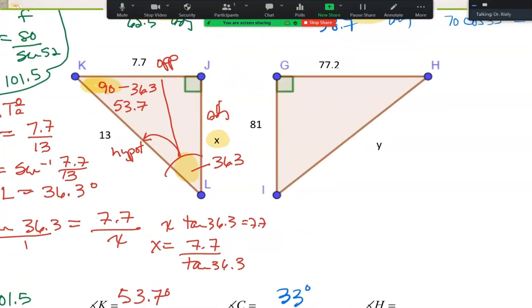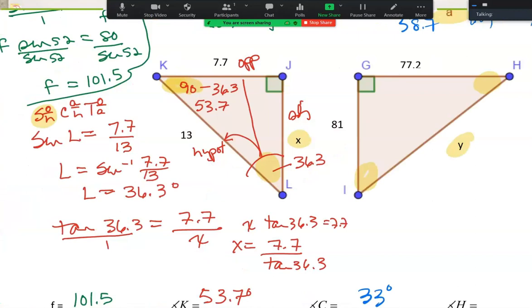Okay, so this last one here, let's see what we're doing. We're finding two angles. So I need to find this angle and this angle. And I see I have a missing hypotenuse. So let's try to get an angle.